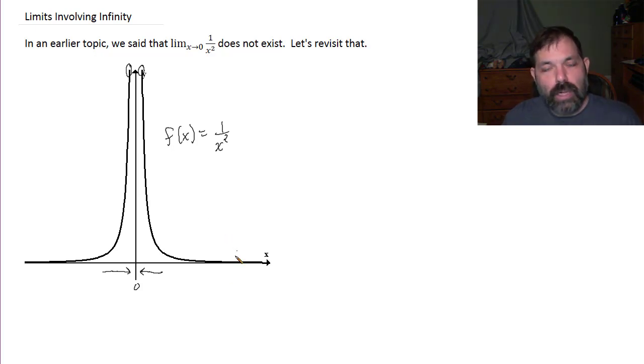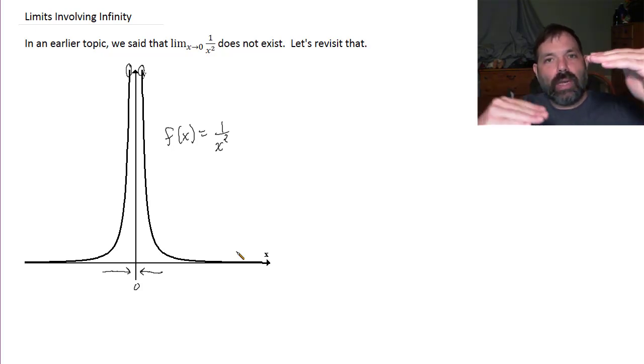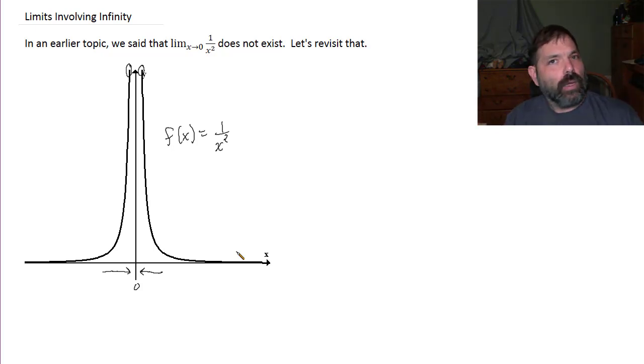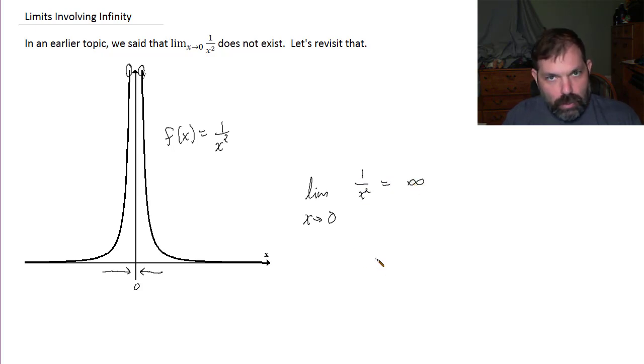So what we will say here is that, yes, the limit does not exist, but it's a different situation than if we had a left limit and a right limit hitting different values. The limits are hitting the same value. It's just that that value is not a real number. And so in this situation, the notation we will use is, we would say that the limit as x approaches 0 of 1 over x squared is equal to infinity. So that's what we're going to say for this situation.